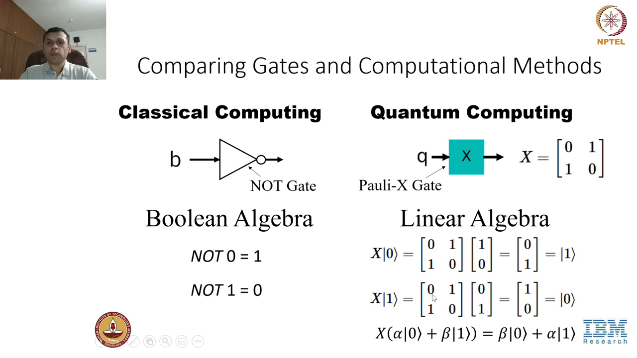Lastly, if you apply the Pauli-X gate to an arbitrary qubit, alpha 0 plus beta 1, you end up flipping the coefficients. Alpha moves to 1 and beta moves to 0. Again, we will see how the mathematics of all of this works later in this lecture.